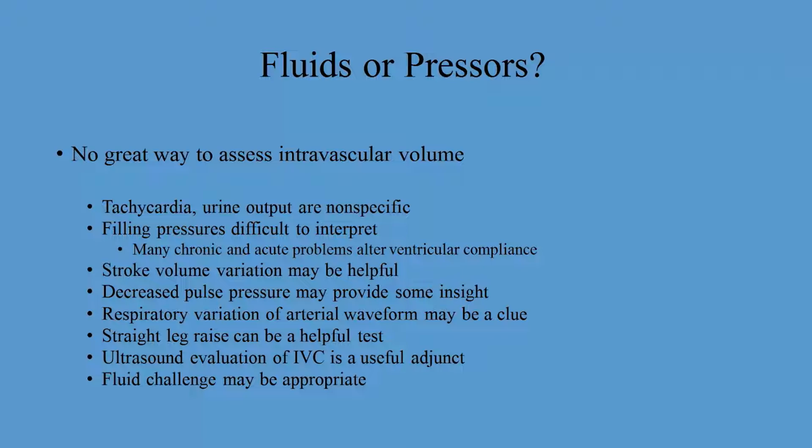Decreased pulse pressure also may provide some insight. Again, the patient needs an arterial line, and this is really just looking at the pulse pressure on the waveform. And in addition, the way that waveform varies with respirations also might provide some clues about intravascular volume.